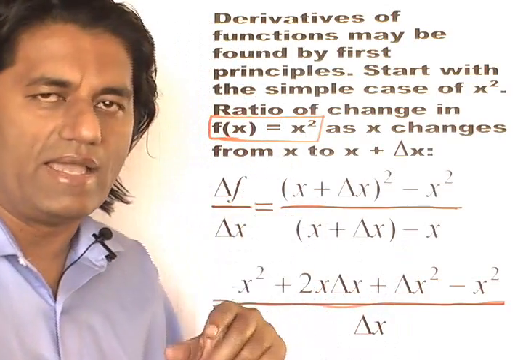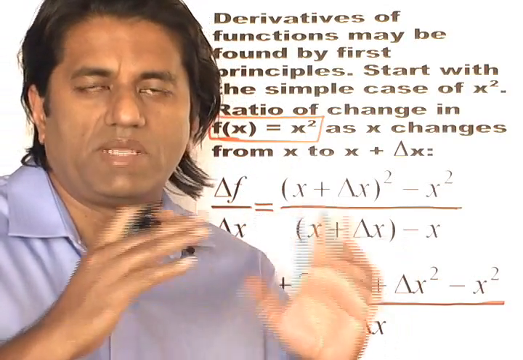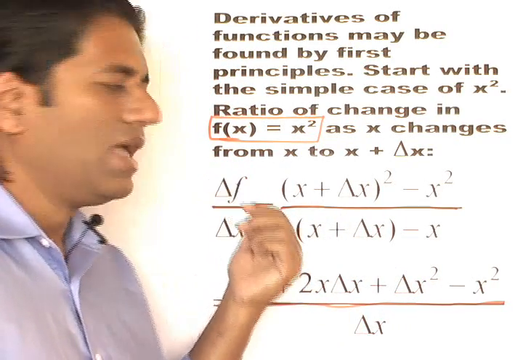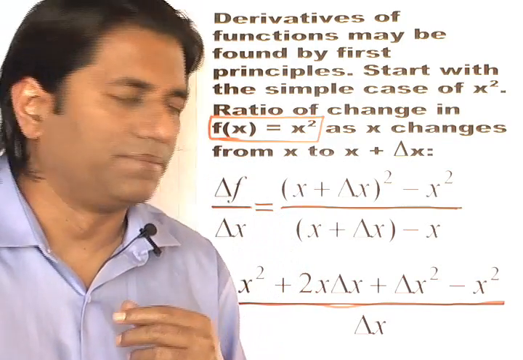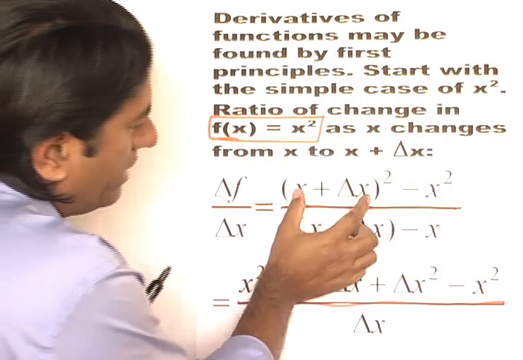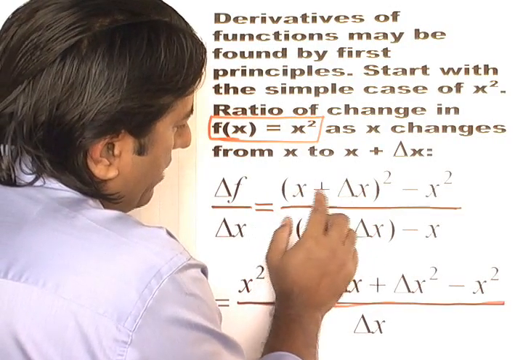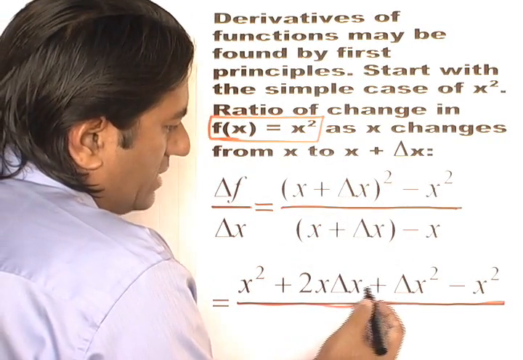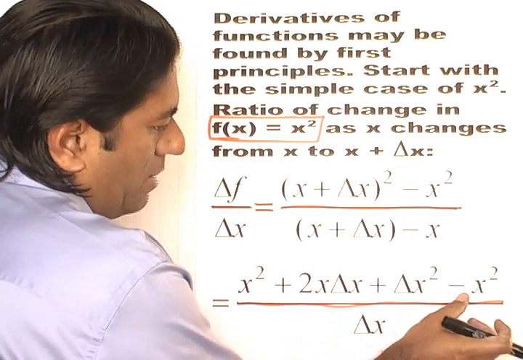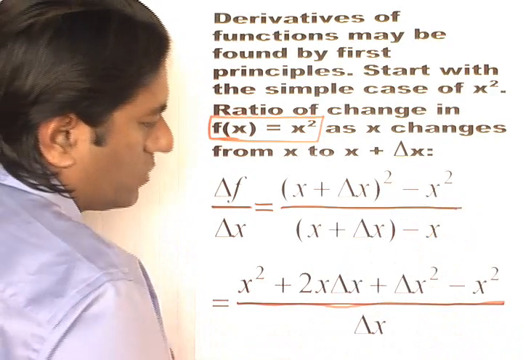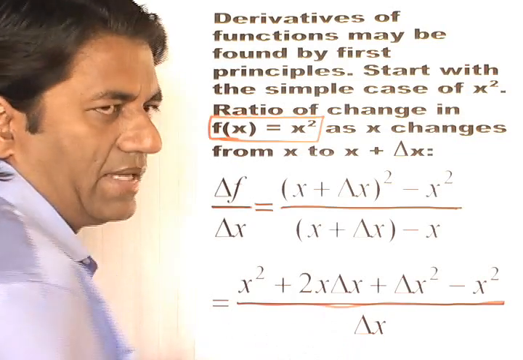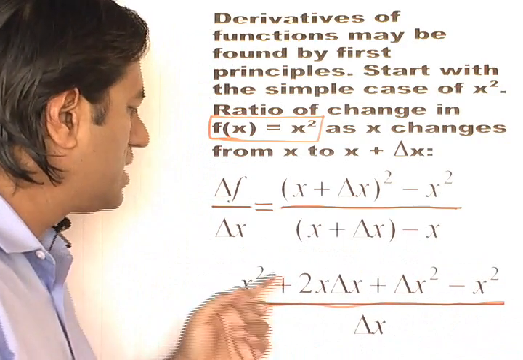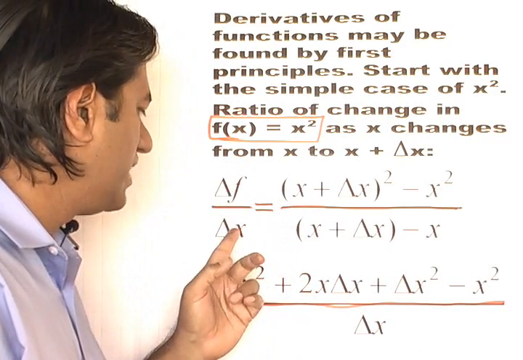Now, what is exactly delta x? Delta x is the representation for change in something. So delta f is the change in f, and delta x is the change in x. Now, if you were to expand this using the binomial theorem, then (x plus delta x) whole square becomes x squared plus 2x delta x plus delta x squared, minus x squared, divided by delta x. Okay, so this amount is the ratio of change in the function f and the change in x.